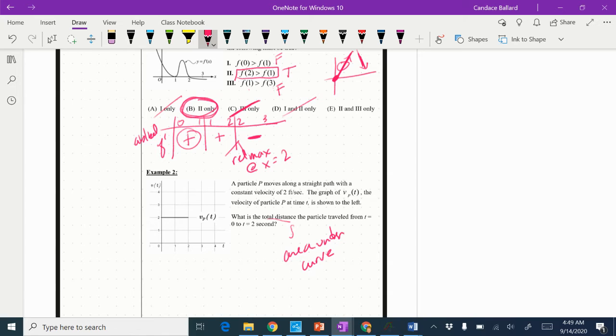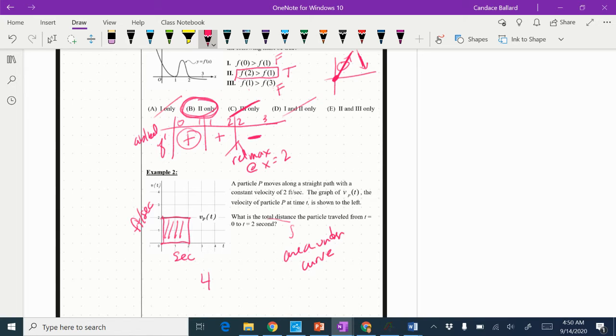So really, to find the area under this curve, I just need to figure out what the area of this is. And hopefully, you notice that it's a square. So that square's area is 4. But the point of today's lesson is to figure out what is the meaning of that. We know that this t axis is measured in seconds, and the v of t axis is measured in feet per second.